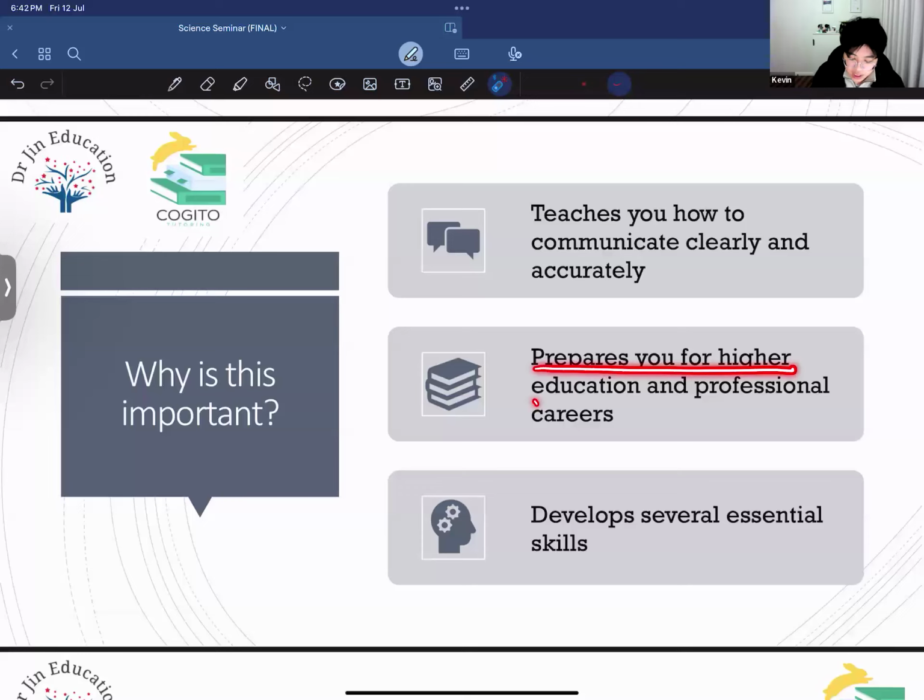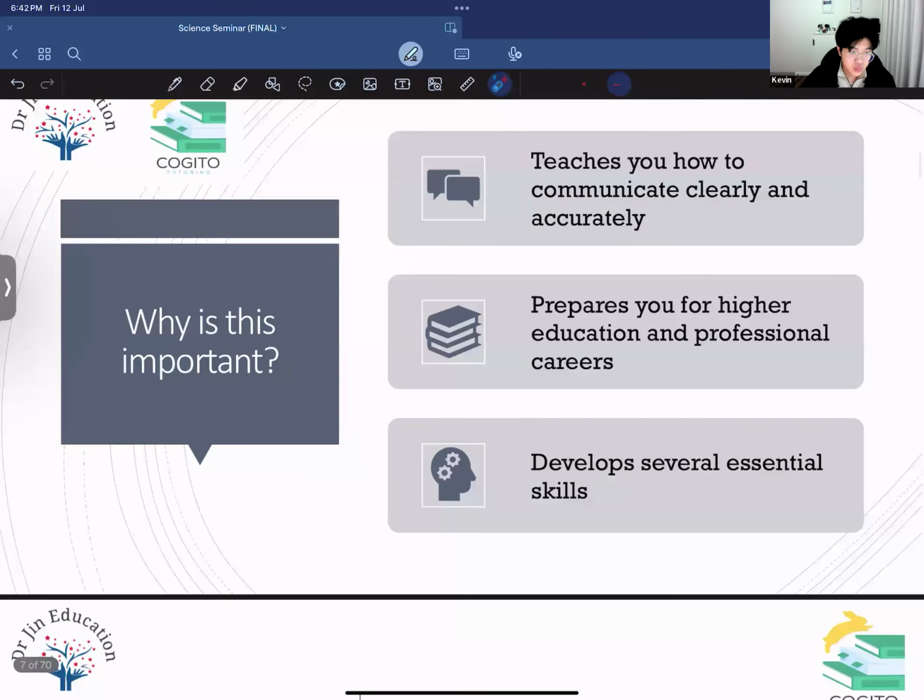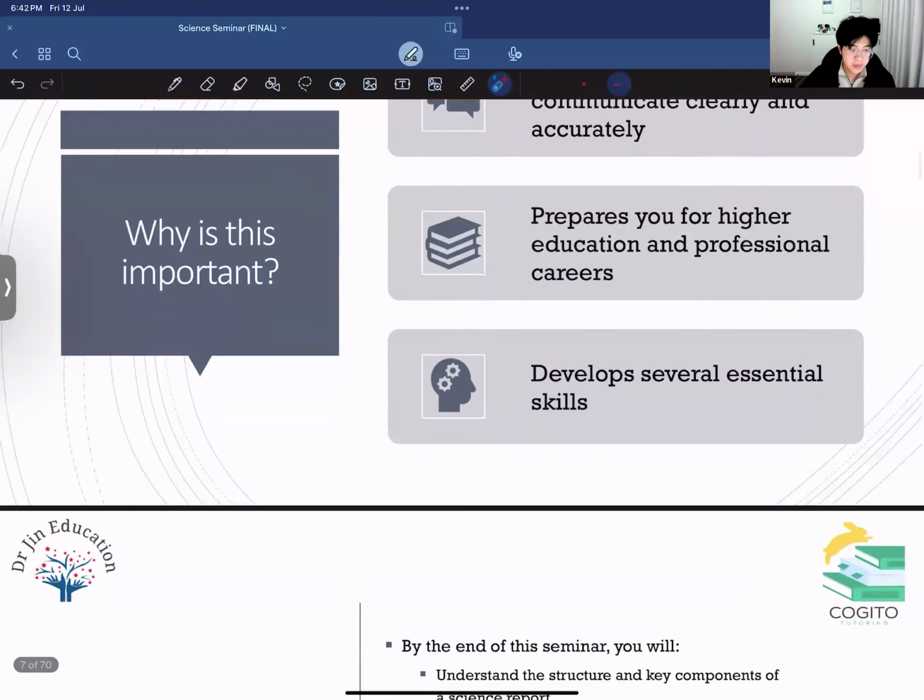It prepares you for higher education and professional careers, okay? So in terms of communication, it helps you achieve better grades in school, of course, right? But communication is also something that you'll need throughout your whole life, okay? You have to communicate well with other people, okay? Now, you'll also develop several essential skills, such as critical thinking, data analysis, and maybe even attention to detail, okay? Things like that. So that's why a science report is quite important. It teaches you all these skills, all right?